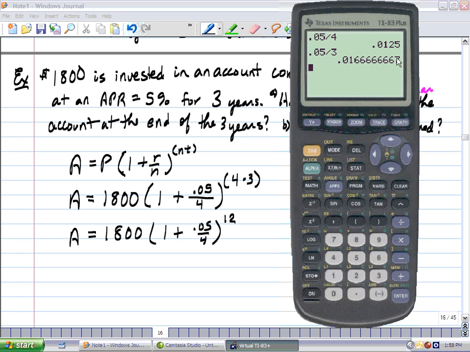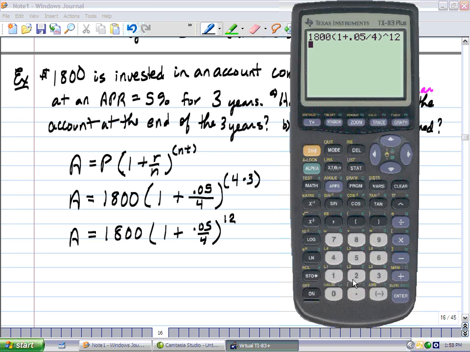In this one, it's not going to mess up our answer, but I'm still going to put the entire thing in. So I'm going to put 1,800 times, and some calculators require you write the times. With some, you can just write the parenthesis. 1 plus 0.05. I'm hitting the divided by key, and on my calculator that looks like a slash. Divided by 4. And then the exponent key, the caret, and 12. So I do usually go ahead and multiply that exponent out.